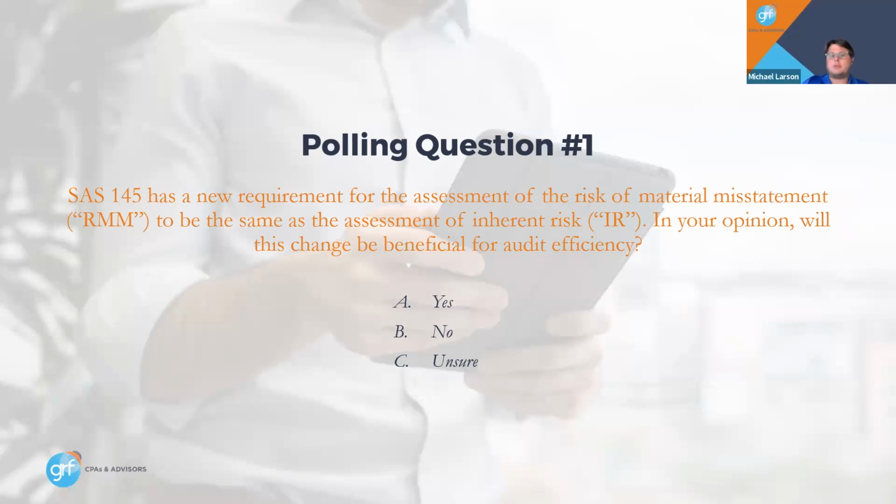All right, we have come to our first polling question. SAS 145 has a new requirement for the assessment of the risk of material misstatement to be the same as the assessment of inherent risk. In your opinion, will this change be beneficial for audit efficiency? A is yes, B is no, C is unsure. Please take a moment to now answer.